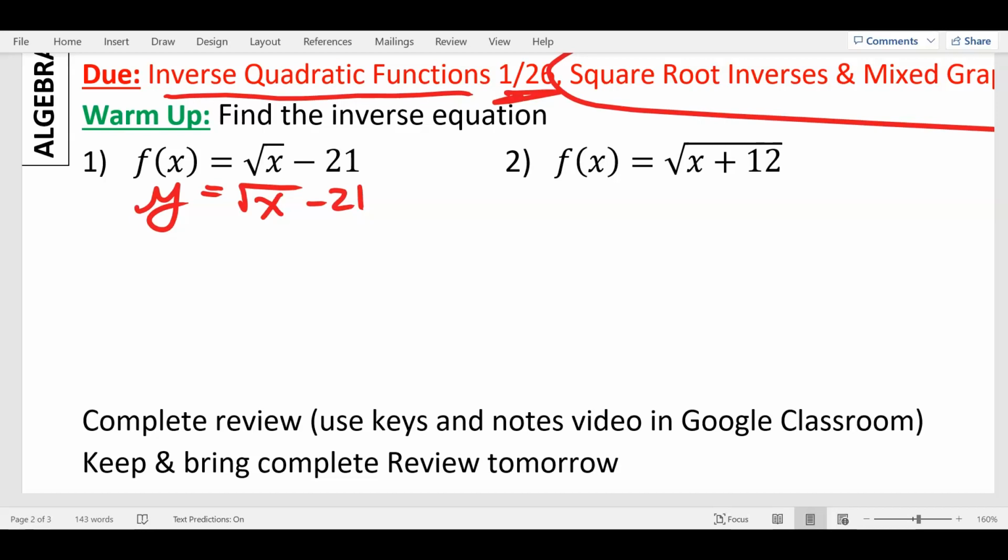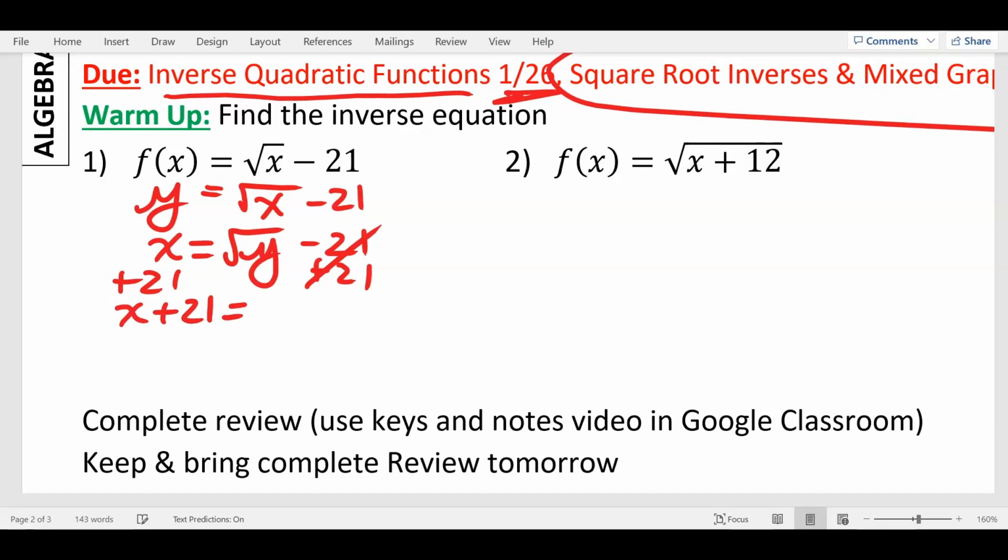Now, second step, switch x and y. Everyone remember that, okay? Make it y equals. Now we switch x and y. X equals the square root of y, minus 21. Do you see how the minus 21 is not under the square root? It's after it. So when you have one like that, then you're going to need to get rid of the loner first. Okay? So what's the opposite of minus 21? Plus 21 on both sides. What's x plus 21? X plus 21. We're not multiplying.